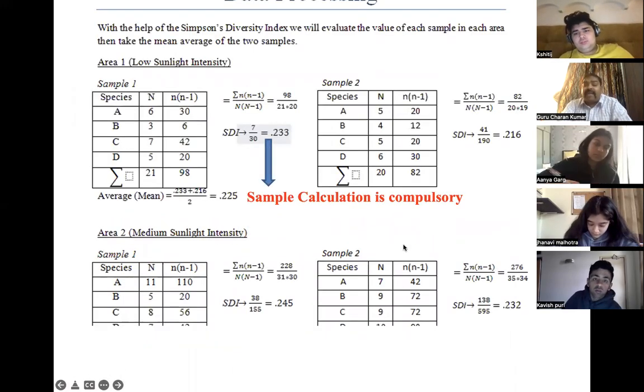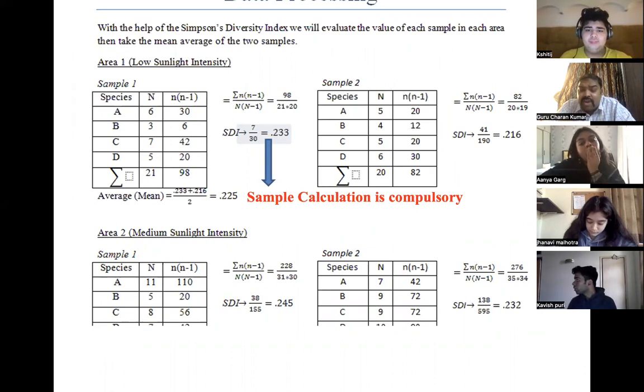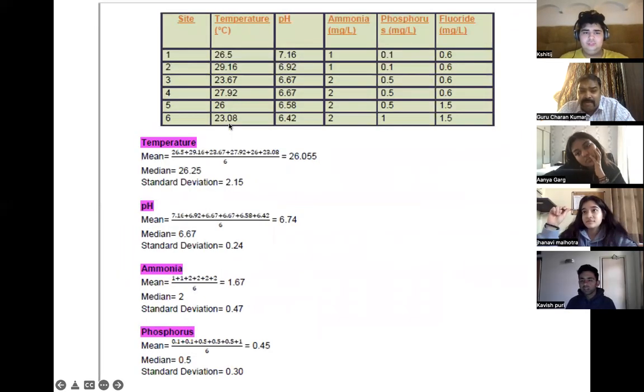Take for example, this is Simpson diversity. Children, tomorrow you are going to do Simpson diversity, but you will not do the mathematical part in the field because it will take time. You have to come to the class, maybe Monday or Tuesday we'll be doing it. So this is the data you collected, raw data, and this is called process data when you put it into the formula and calculation.